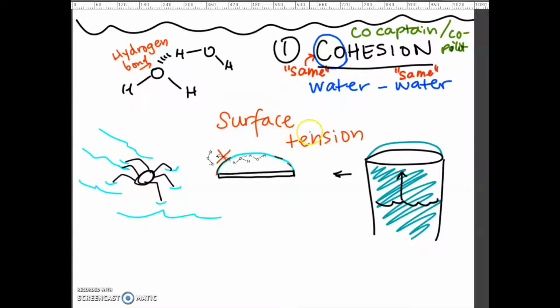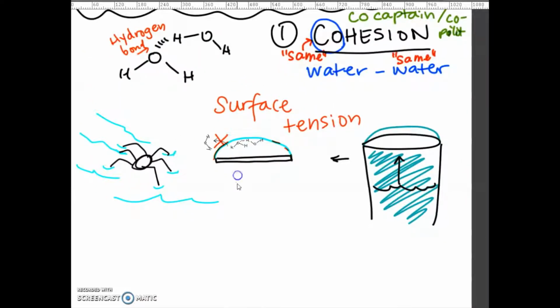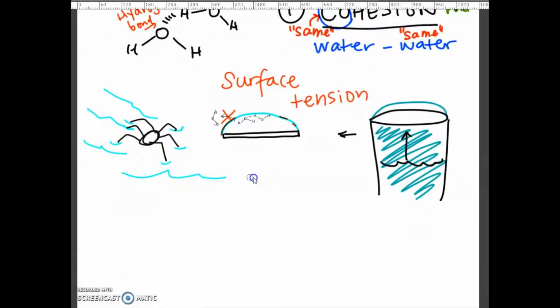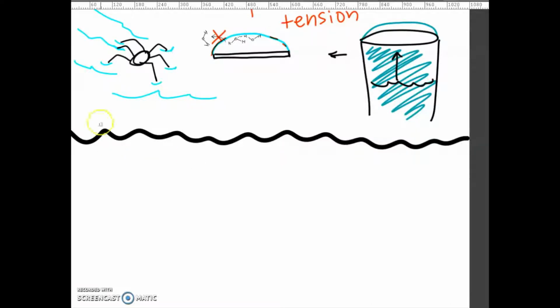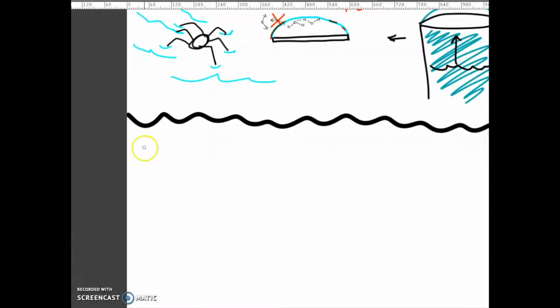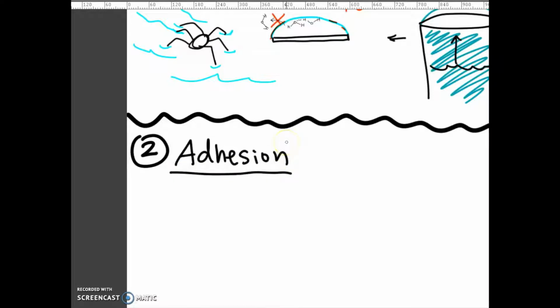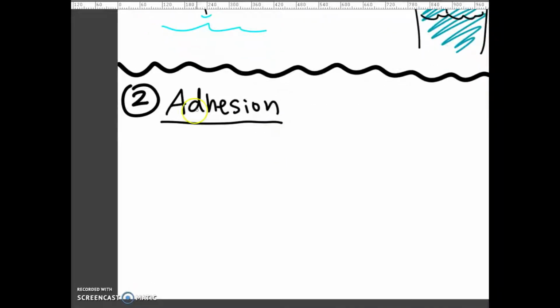Now, you can also have water interacting with other materials. So when you have water with another different type of material, this is called adhesion. So we had cohesion before, which was water with other water molecules. Now we have adhesion, which is just water sticking to other things.